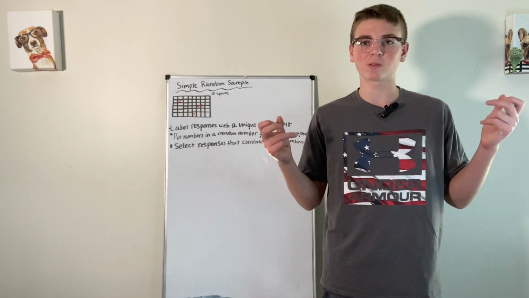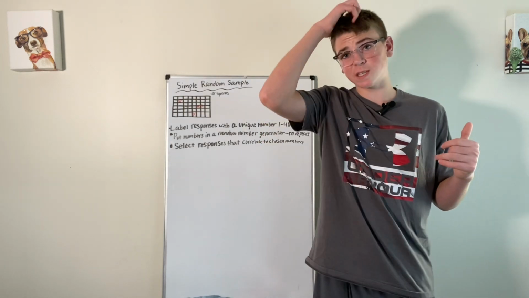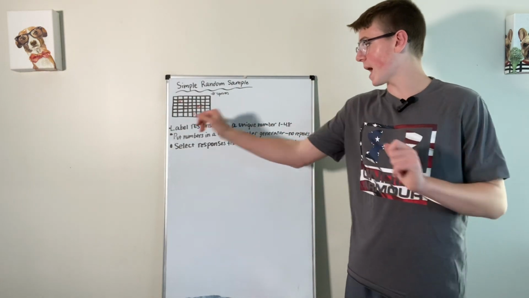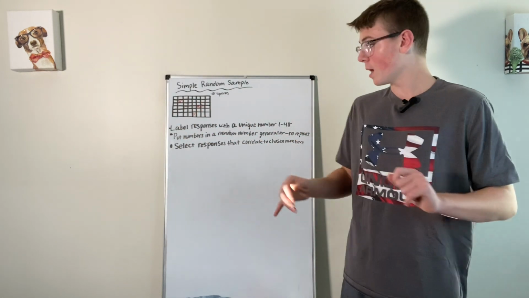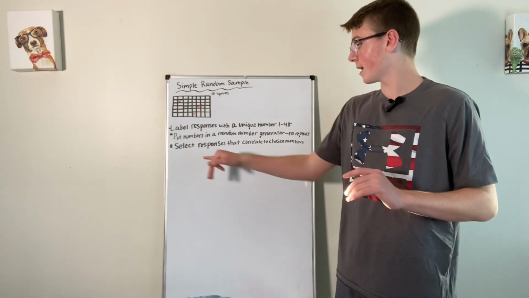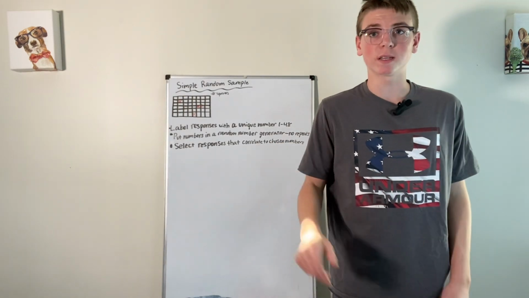You could just say select responses, but it's not that specific. You should say correlating to these numbers. You just have to go back to the responses that were labeled. And then if it's a thing like 1 through 10 and you're going to average, just put at the end, average the selected responses.